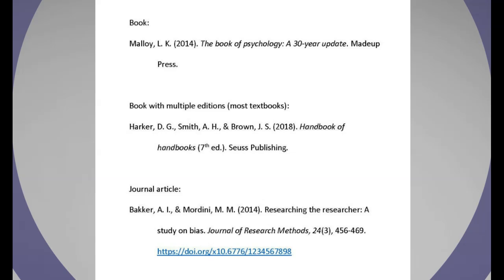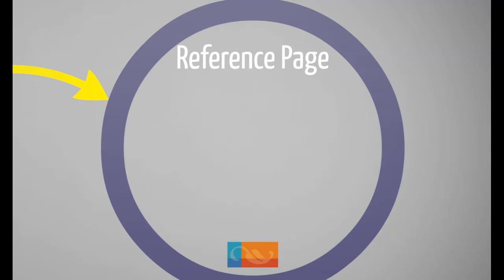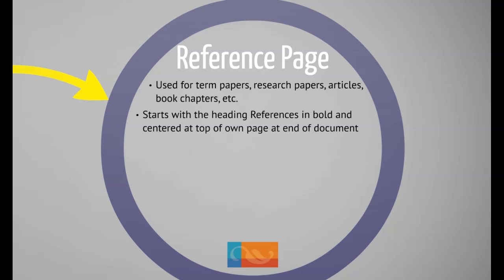In writing papers in APA, we don't just use references and citations. We also organize the paper into different components. References go on a reference page, which is a separate page at the end of whatever it is you're writing. This is used for term papers, research papers, articles, book chapters, etc. Please do speak with your own teachers to see whether or not they want a separate reference page or merely want the references at the end of what you're writing.